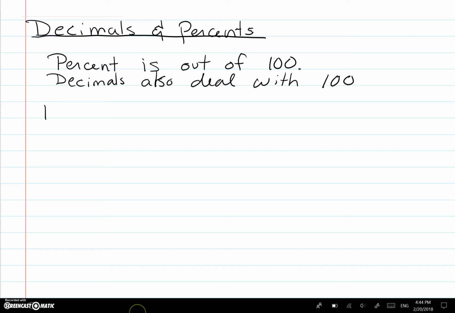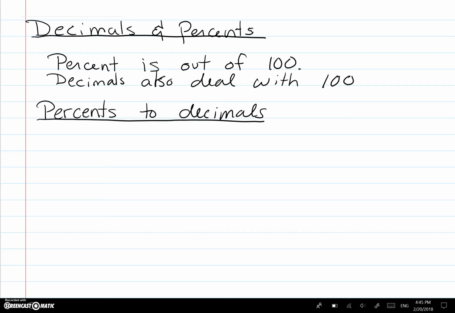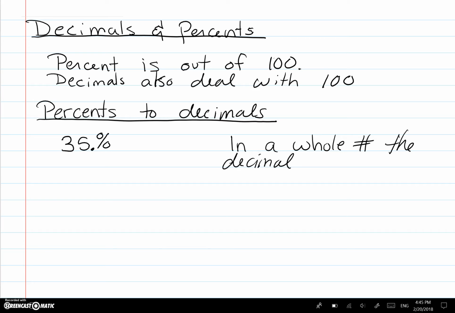So let's start out with going from percents to decimals. Okay, if I have 35%, I want you to think, where is the decimal in this number? Well, in a whole number, decimals are always at the end of the number. So let's write that down. In a whole number, the decimal is at the end of the number.